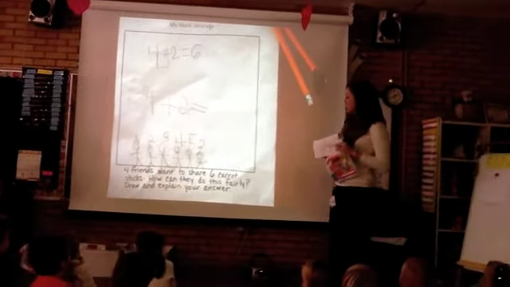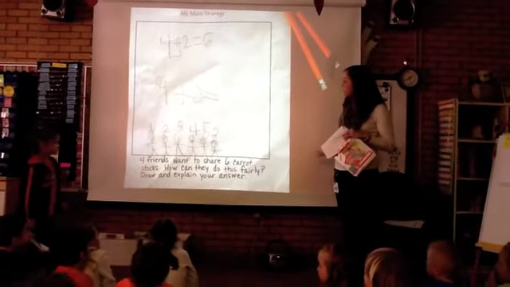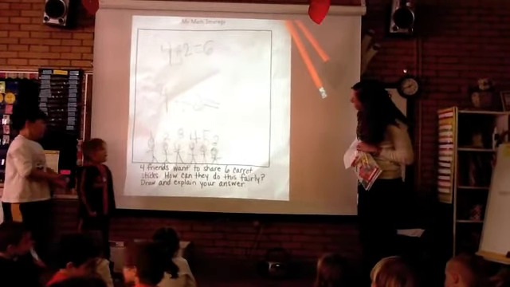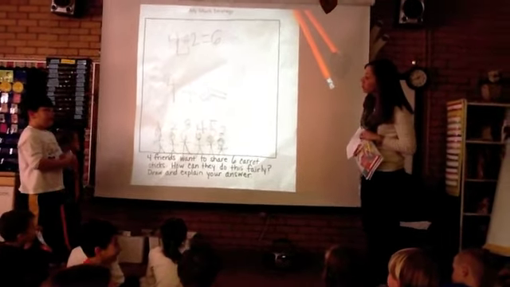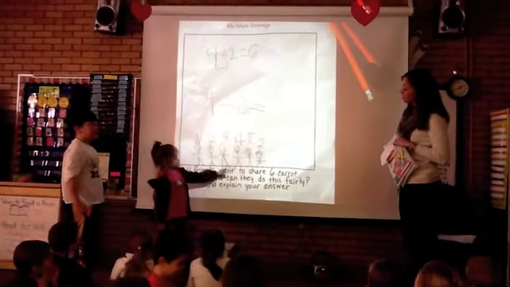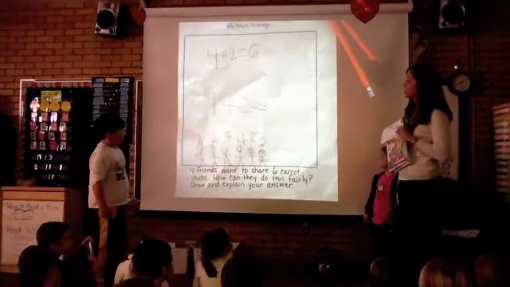4 friends want to share 6 carrot sticks. How can they do this fairly? And what did you 2 decide? That we could get more kids. Okay, get some more kids to eat them. And then how many kids would you need so that it was fair?